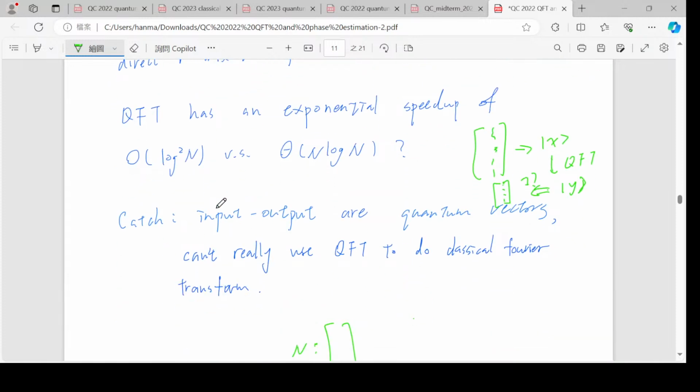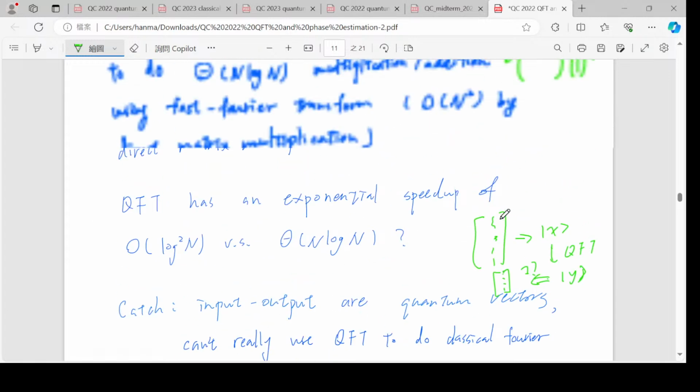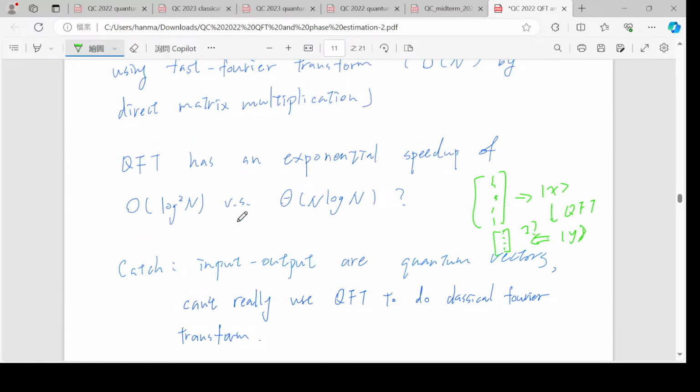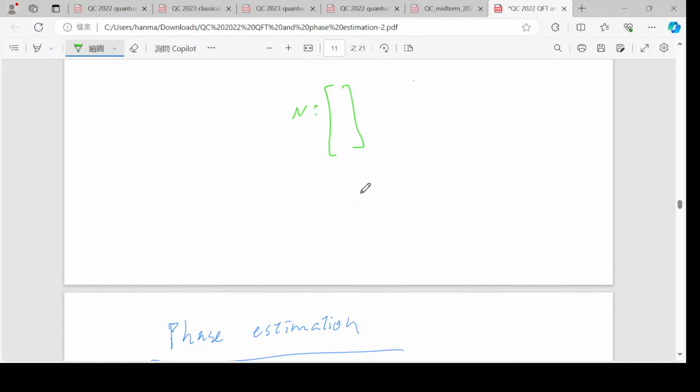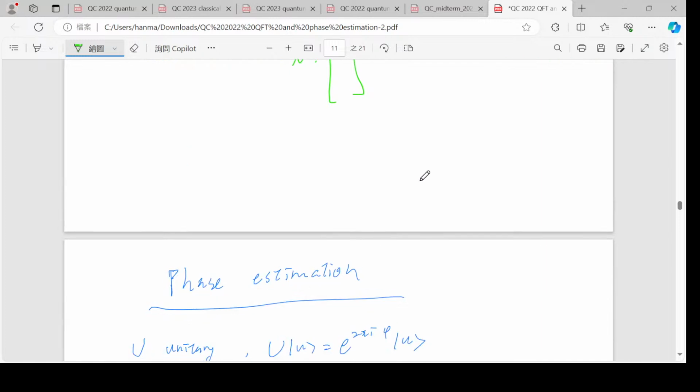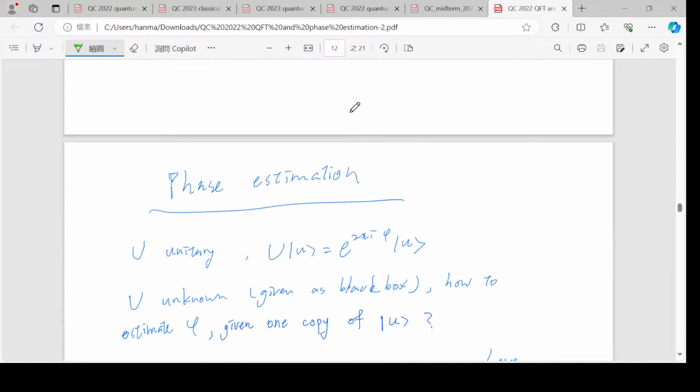But then we have a catch: the quantum Fourier transform doesn't actually do a Fourier transform of classical data, because it Fourier transforms a quantum state instead. And it's hard to get classical data back from a quantum state. So what can the quantum Fourier transform do? It's the thing that we actually talked about today. I guess the quantum Fourier transform can do a lot of things, but the biggest application here is phase estimation.